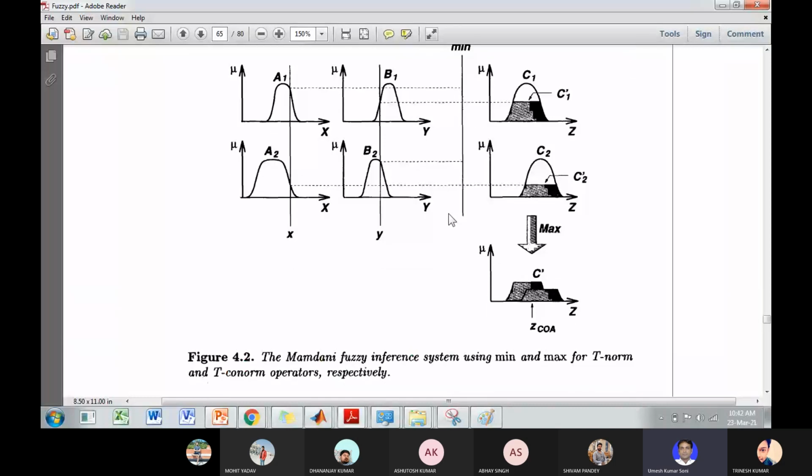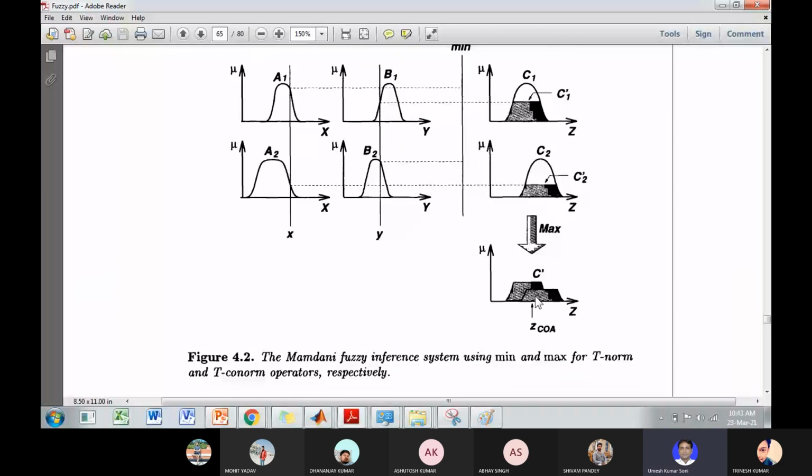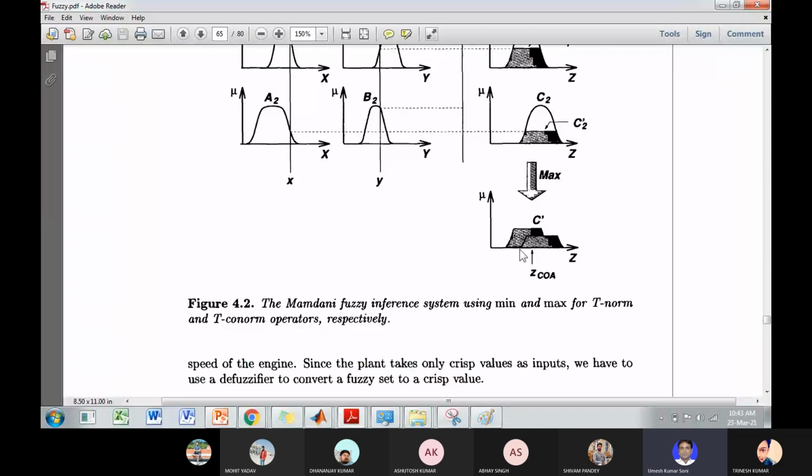Okay, now here comes the aggregation. So aggregation is the sum of... This is the center of area. The maximum is taken here as aggregation. So after the aggregation, you have this total area C dash equal to C1 dash plus C2 dash, maximum of C1 and C2. Okay.